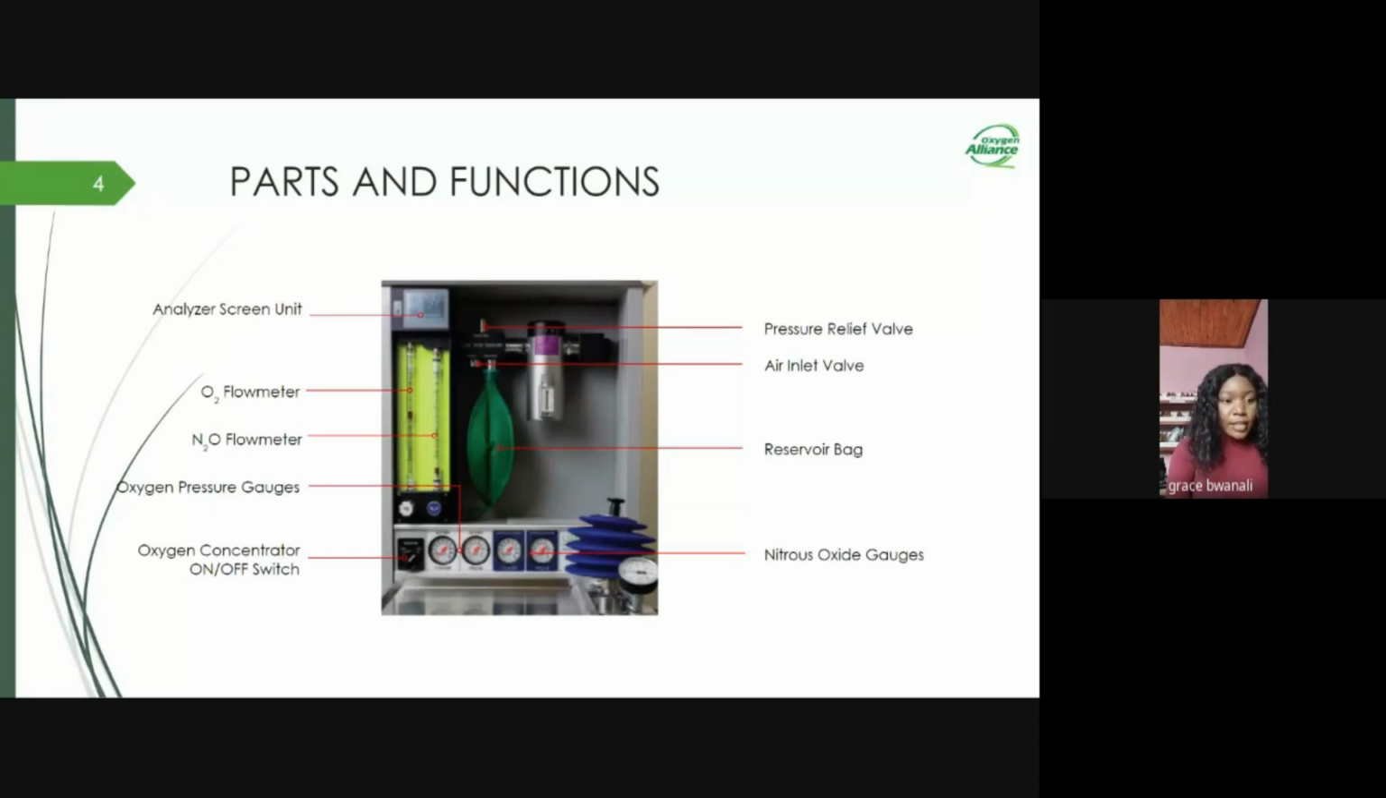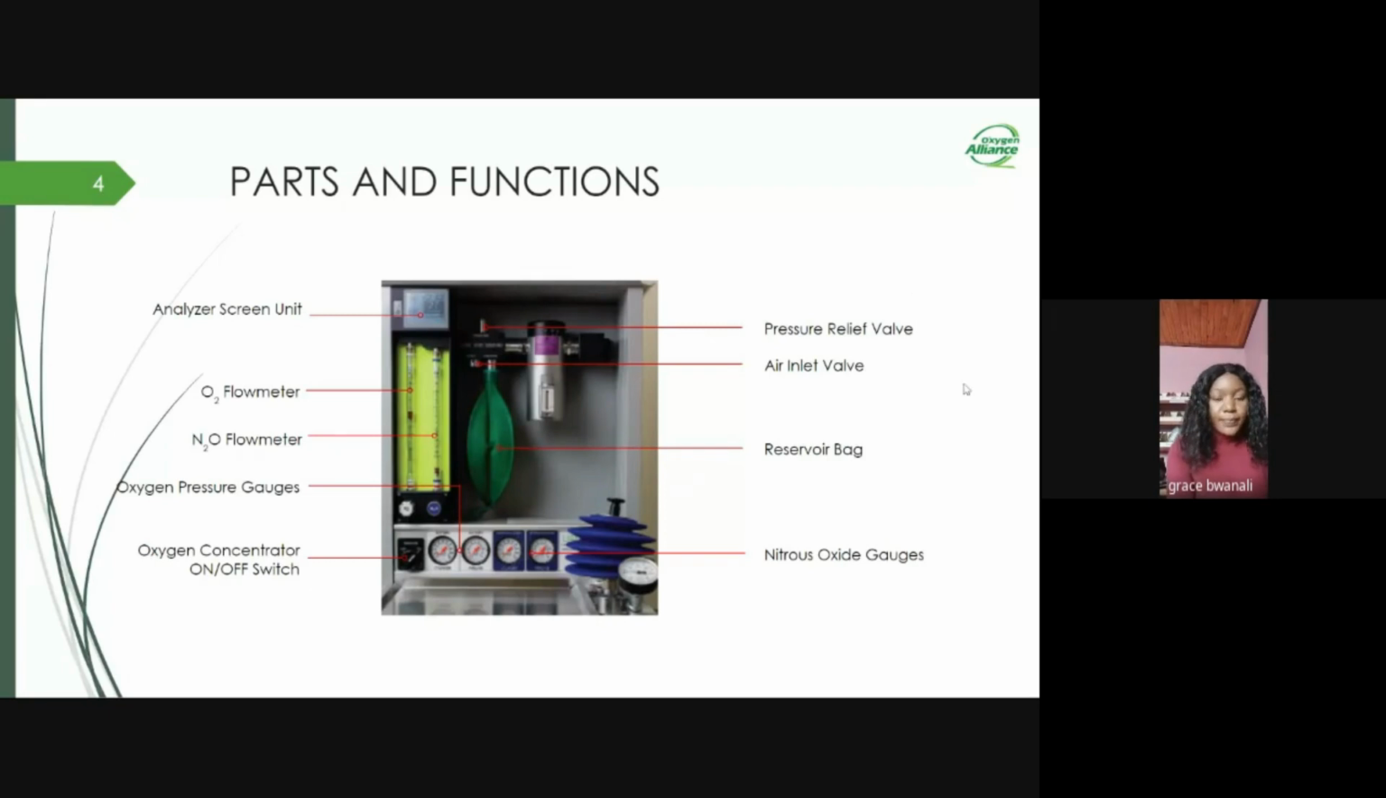And then we have the oxygen pressure gauge. This monitors the pressure of the oxygen gas. I have the switch down there, the oxygen concentrator on and off switch. So this is there to control the oxygen supply. It aids the switching on and switching off of the oxygen concentrator. On the back side of the machine, we also have these important parts.